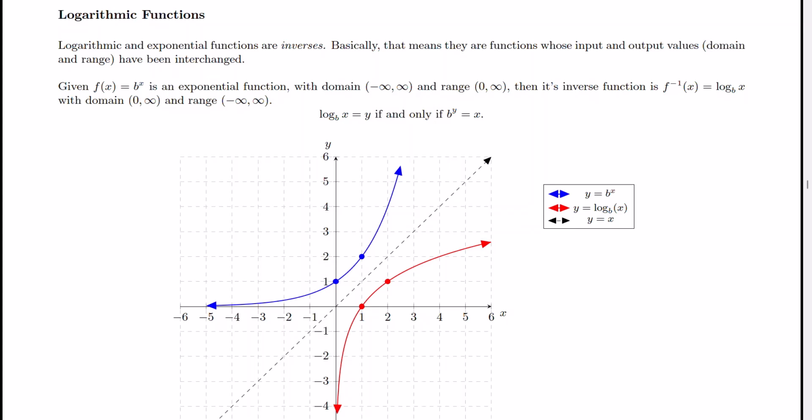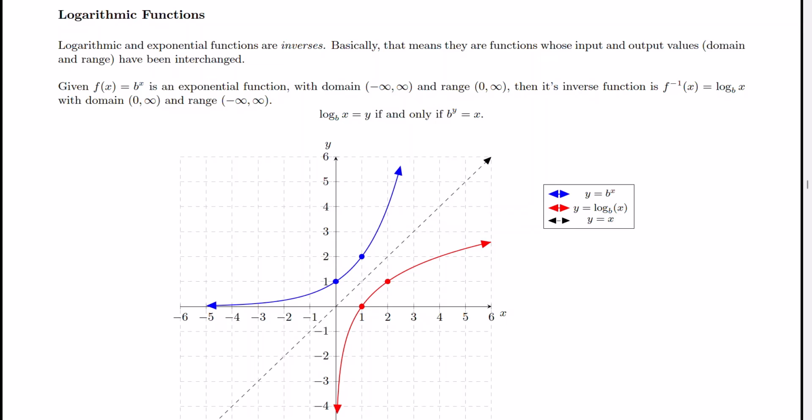Okay, so now let's talk about logarithmic functions. The bottom line is logarithmic and exponential functions are inverse functions, meaning one of them will undo the other one. Basically, that means that they are functions whose input and output have been interchanged.